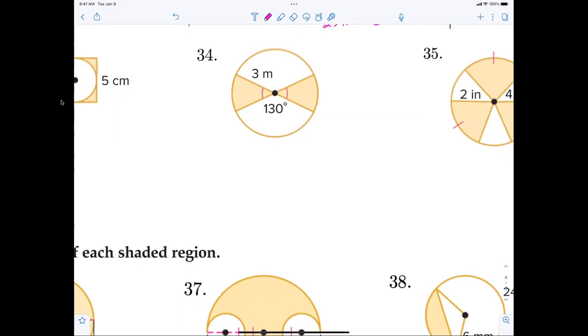Anybody? Good. Is this 9 pi times 50 over 360? 9 pi times, ooh, close. Oh, wait, times 2. Yes. Or you could just say 9 pi times 100 over 360. Perfect. Meters squared. So help me out with that fraction.